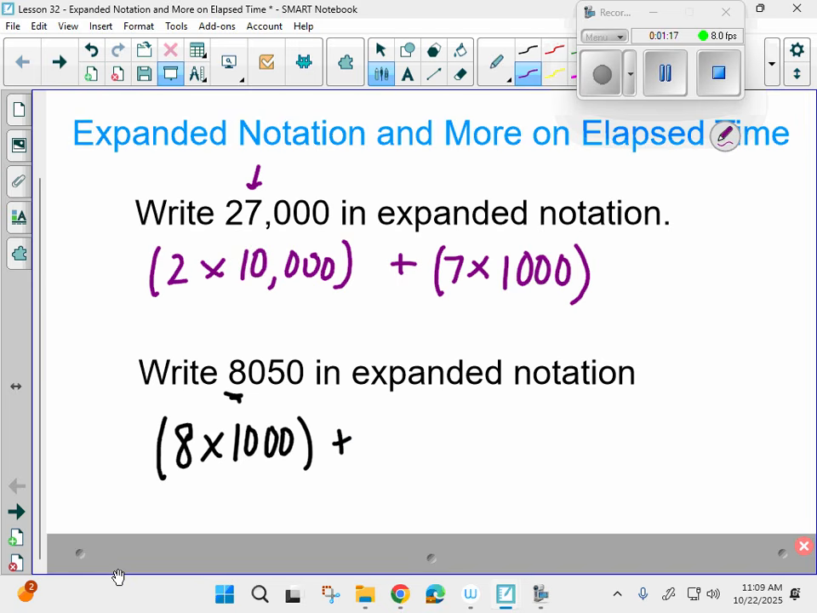Okay, the 50 is in what place? The tens, right? It goes ones, tens, hundreds, thousands. So the 50 is in the 10 spot, so we would do 5 times 10. Okay, that would be equal, that's 8,050. 8,000 plus 50 is 8,050. All right, so that is expanded notation.